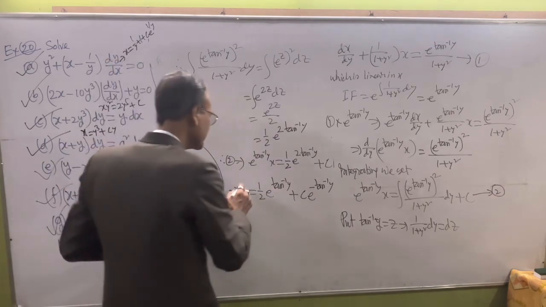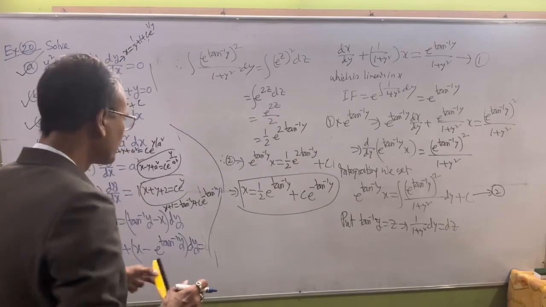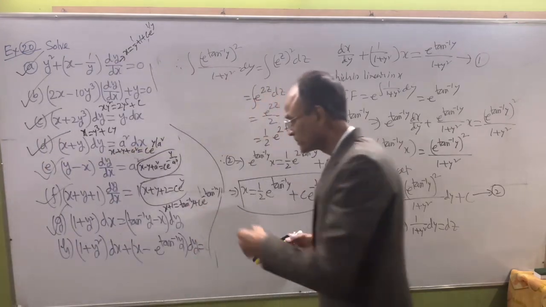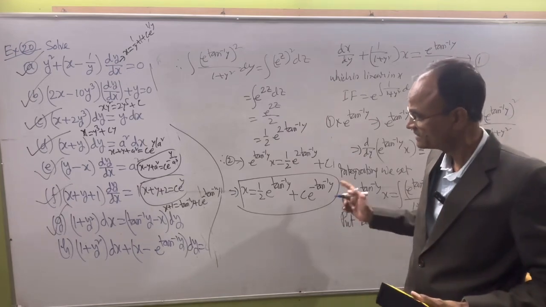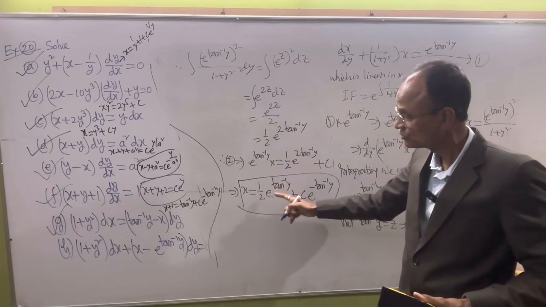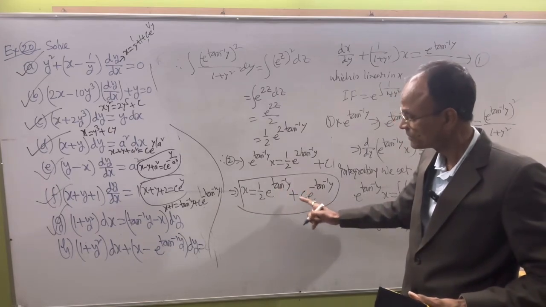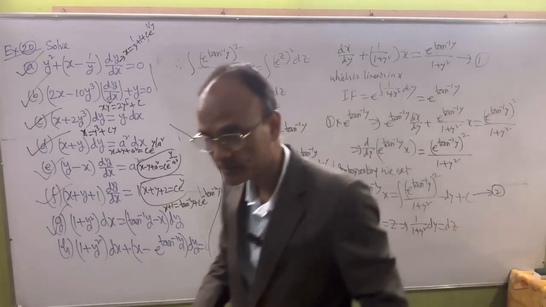Therefore, the answer is this. We have got the solution of question number 8. Last answer, which is the required solution: x is equal to half e to the power tan inverse y plus c e to the power minus tan inverse y.